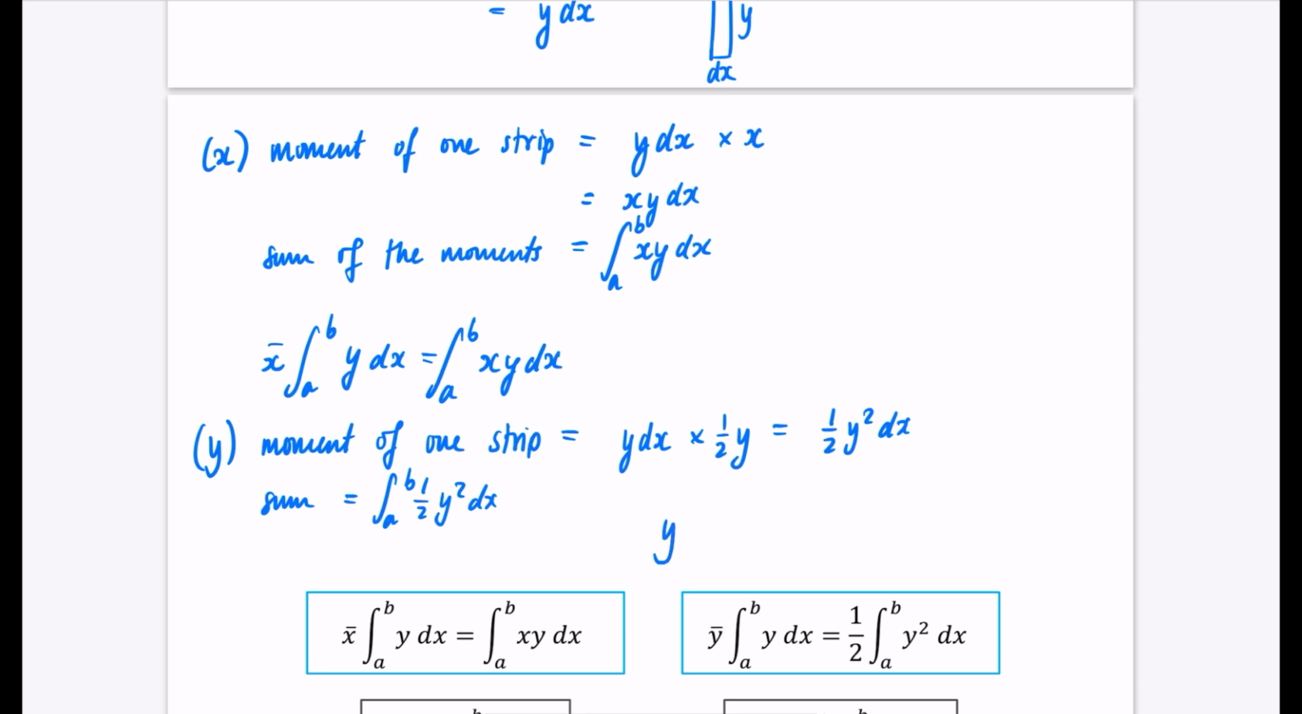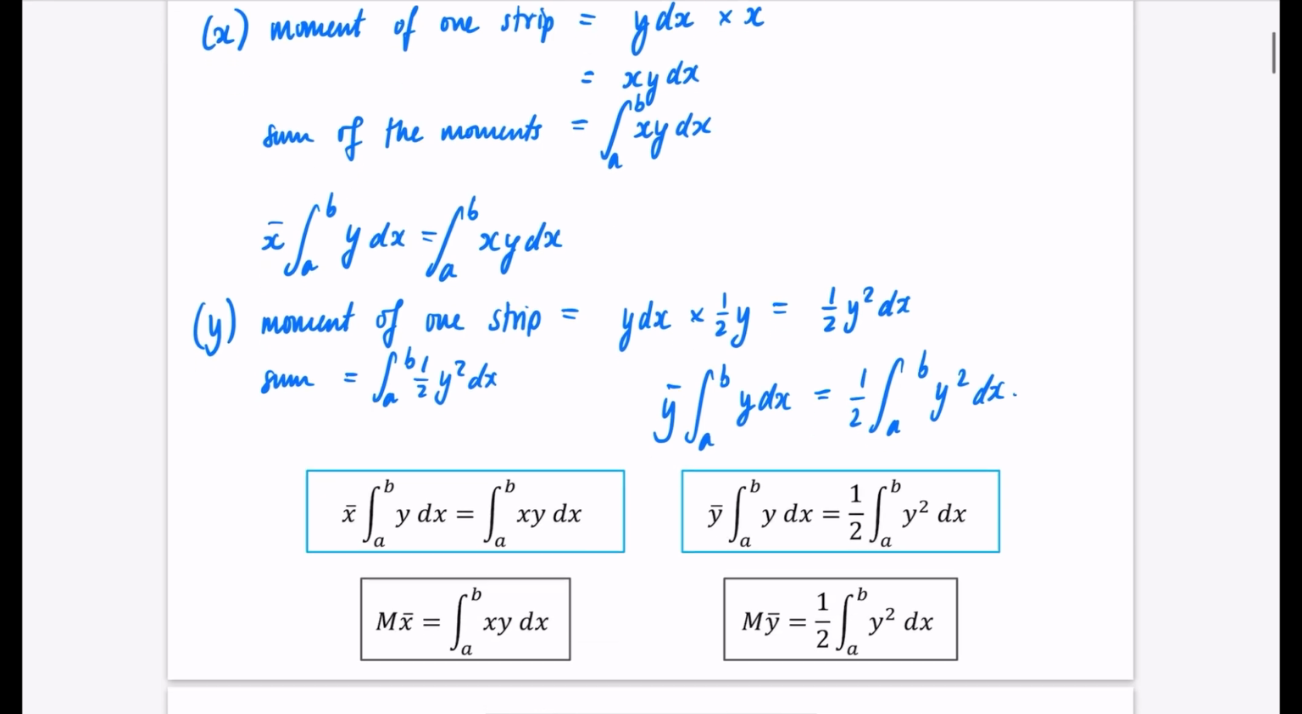In other words, we get that y bar times the integral between a and b of y dx, so we're now talking about the y coordinates, would be equal to a half the integral between a and b of y squared dx. So these are the formulae that we've got. I'll just quickly highlight this so you can see which one I'm saying is the same.